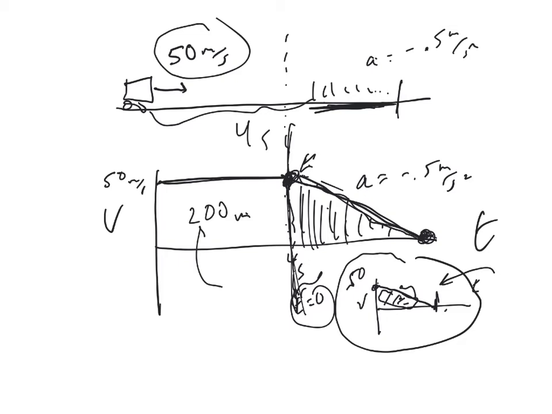So I can say V final is 0. So I can do V final equals AT plus V initial. I'll put 50 in right here. I know 0 is that. Oh, actually, since V final is 0, can I solve this? I know A is negative 0.5. It looks like the only thing I'm missing is T. If I plug numbers into this, isn't the only thing missing T?